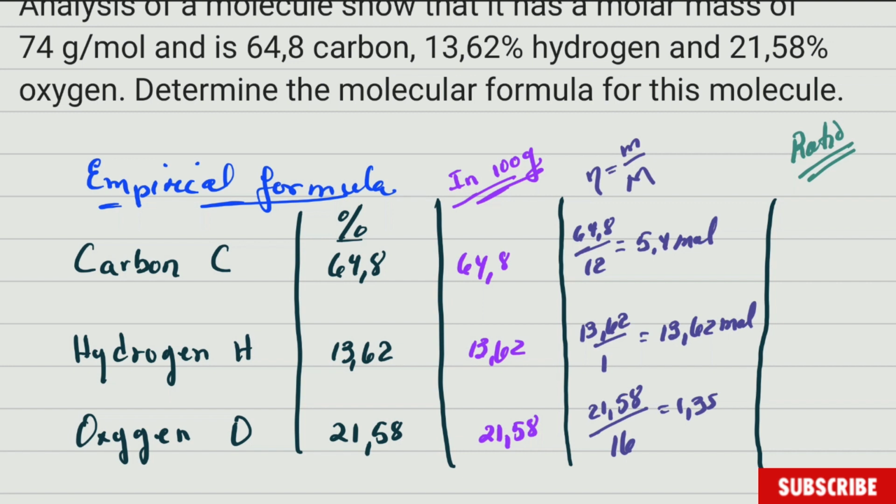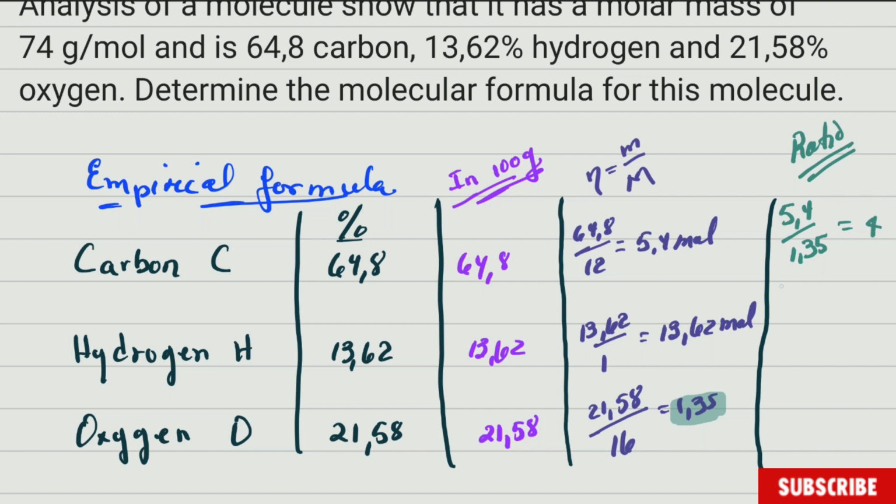In the ratio, you are going to divide each of them by the smallest one. The smallest one is 1,35 out of the 3 calculations we did there, guys. So all we're going to do is divide each of them. For instance, 5,4 divided by 1,35, and you get that the answer is 4.